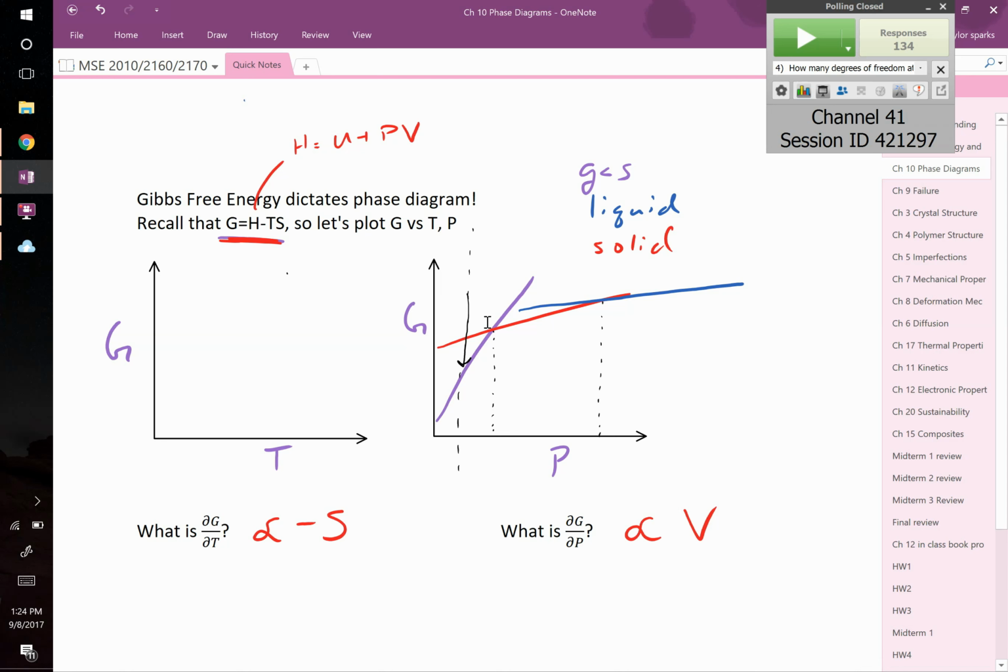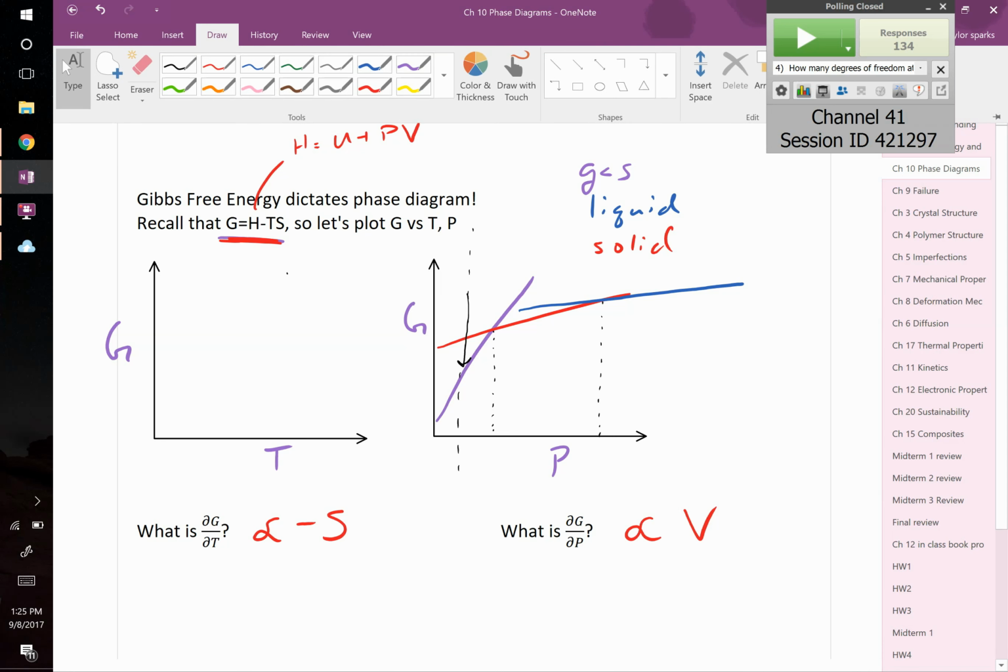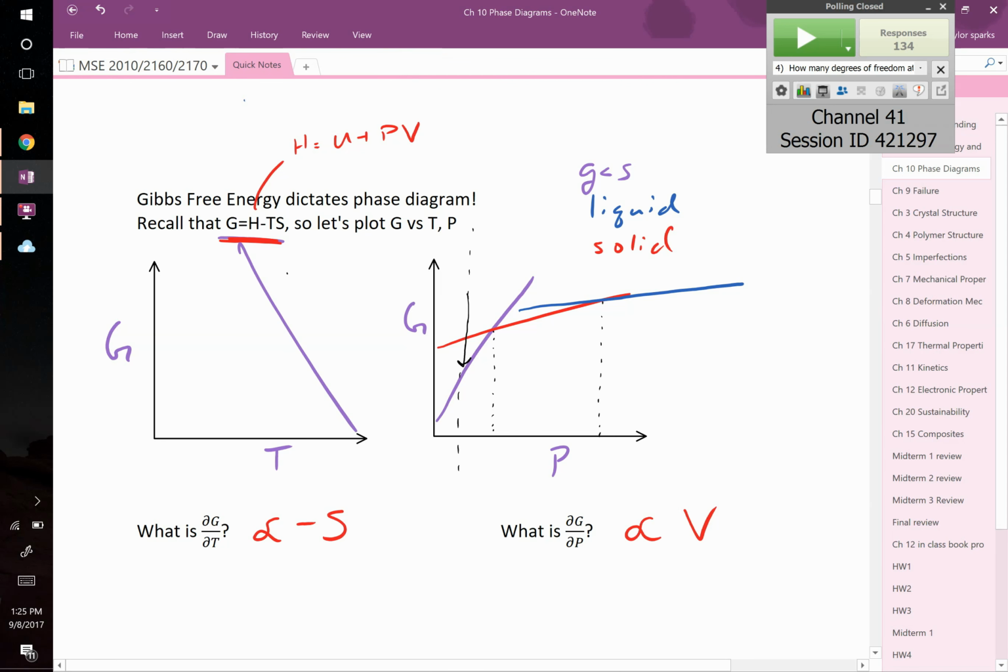Let's do it for dG/dT real quick. dG/dT is now going to be the slope of the line. We're just going to draw straight lines again. But the slope of those straight lines is going to be proportional to the negative entropy, right? So there are going to be negative slopes. Which one of these three phases has the highest entropy? Definitely gas. So let's draw it right there. It's going to have a high slope and it's negative.